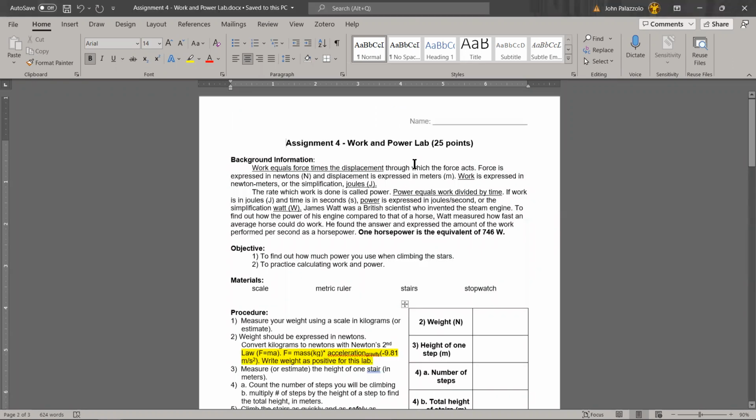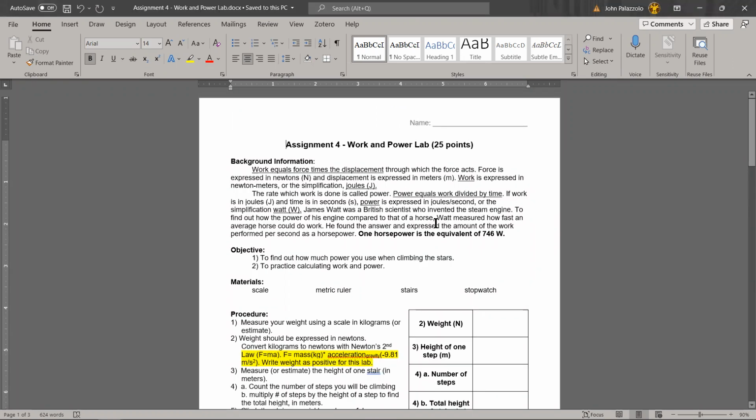Okay, let's go over the assignment here. I gave you some background here, telling you what work is, what power is. Power is the rate at which work is done. Work is force times displacement, and it's measured in newton meters, or we measure it in joules. I already did a lecture on all of this.